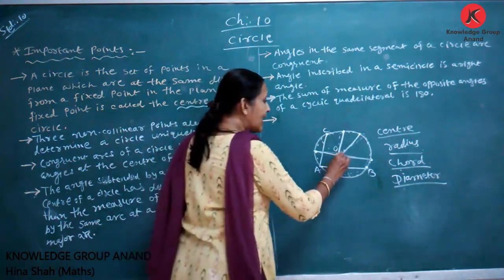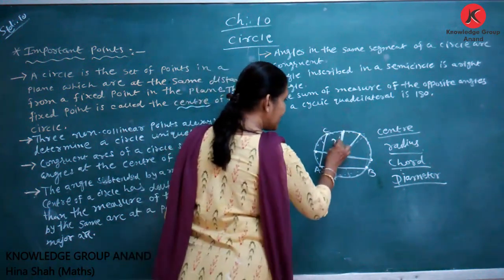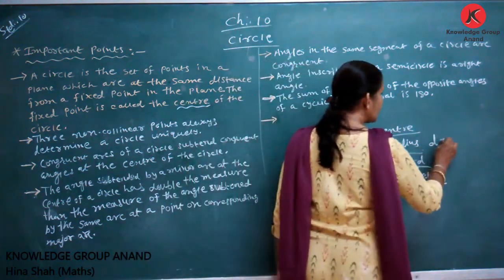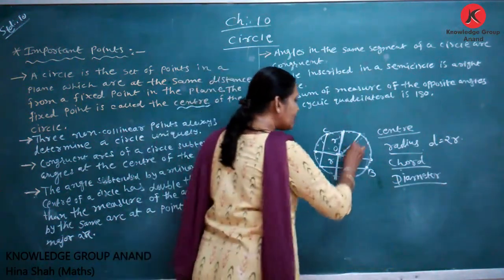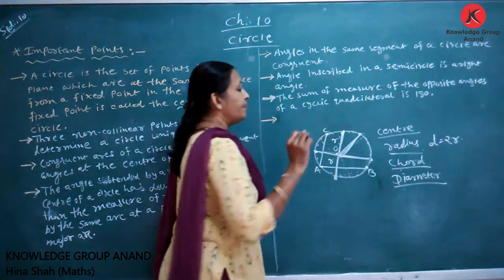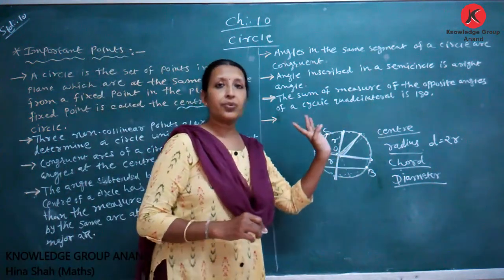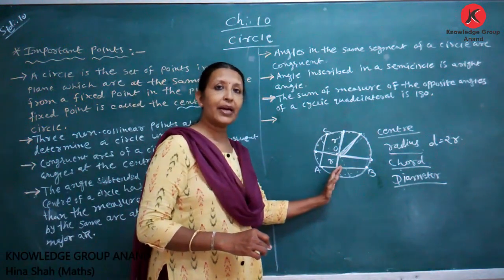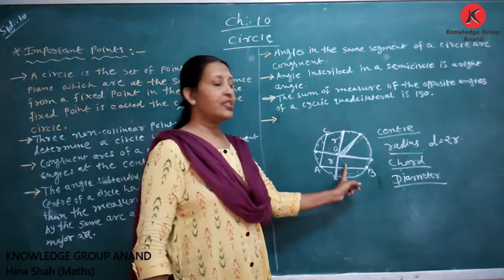Diameter is 2 radius. Its measure is equal to 2 radius. 1 radius here and 1 here, then 2r. Diameter is equal to 2 into radius. But 2 into radius does not become radius, it becomes diameter. Diameter is equal to 2 into radius, or radius is equal to diameter divided by 2. Okay.